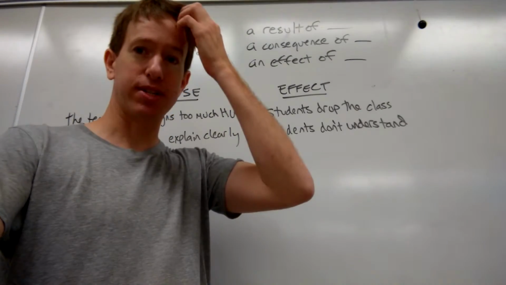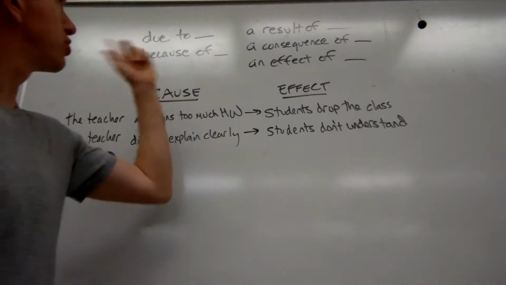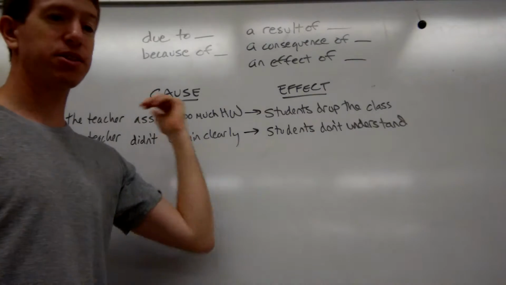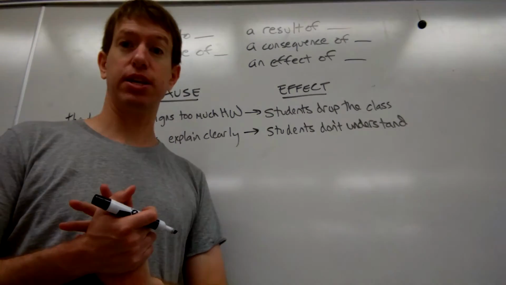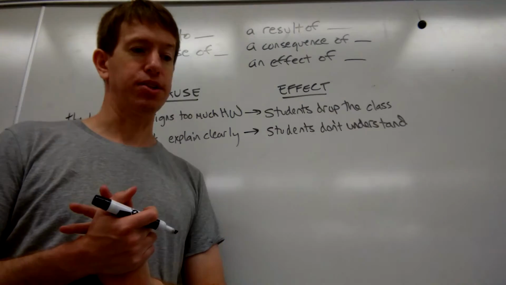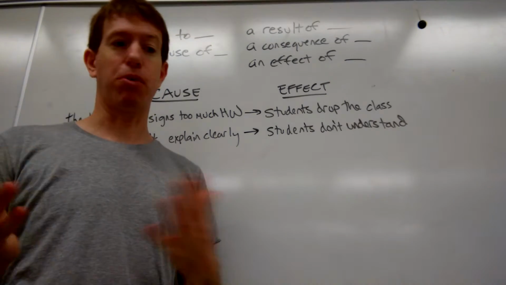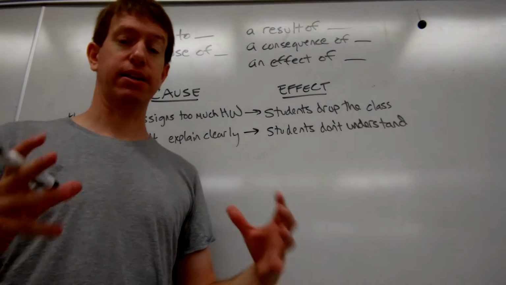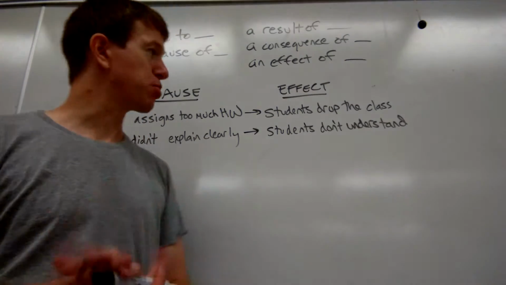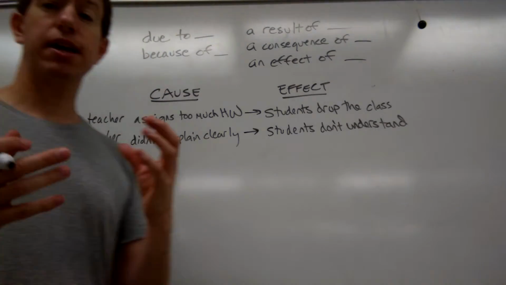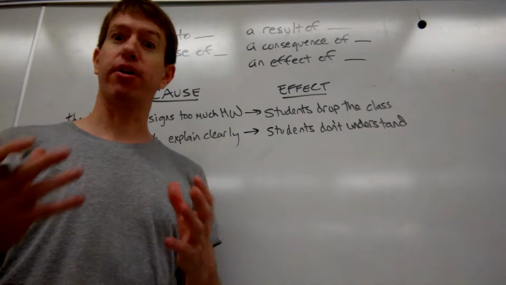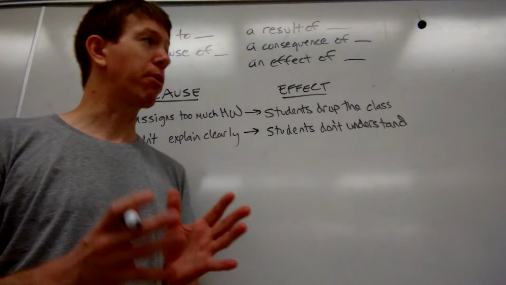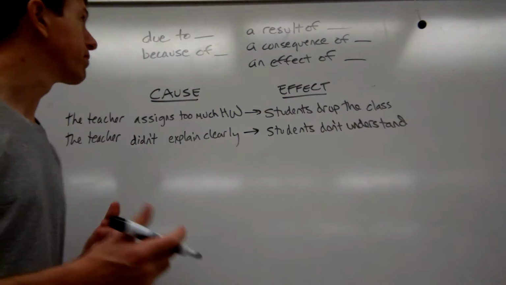I'm going to talk about these kinds of expressions: due to, because of, a result of, a consequence of, an effect of. Some of these are in GB, chapter 2, but you'll find them all throughout the cause and effect chapters of GB, chapters 1 to 4. Students make a lot of mistakes with these because they don't think about part of speech. I believe they don't think about part of speech when they're using them.